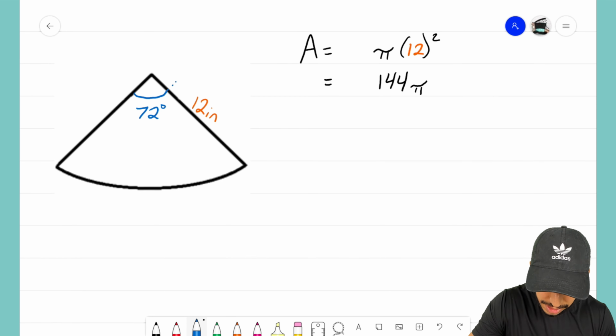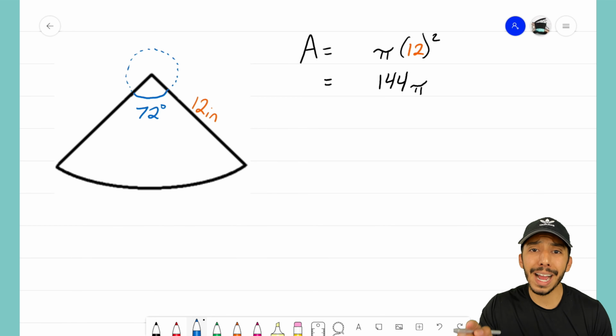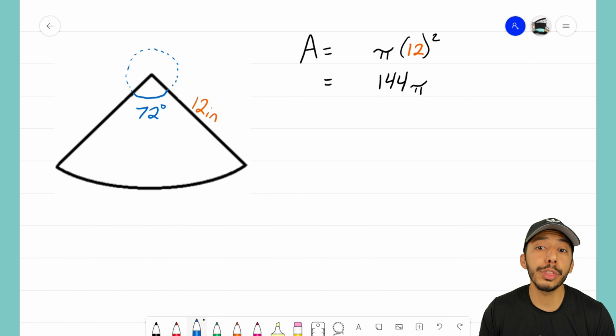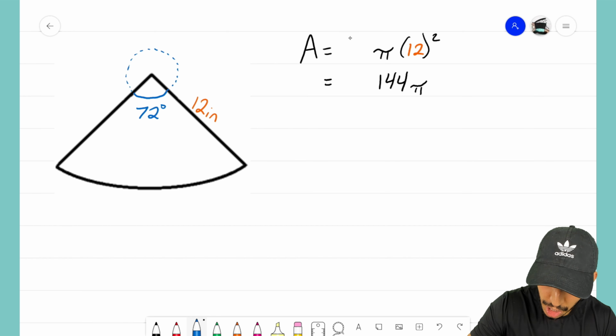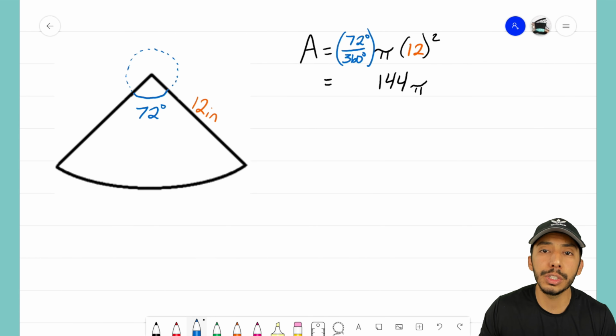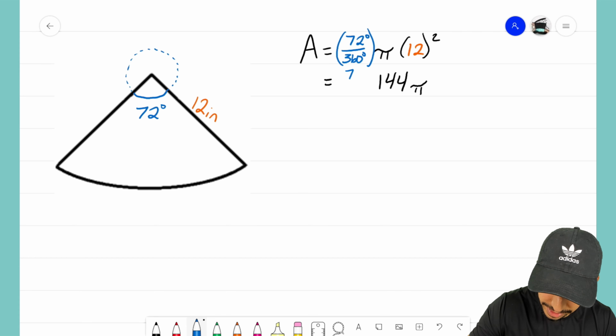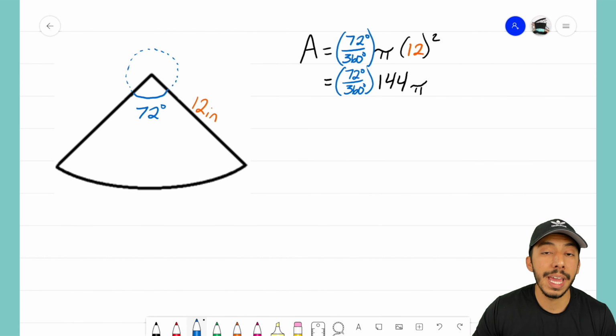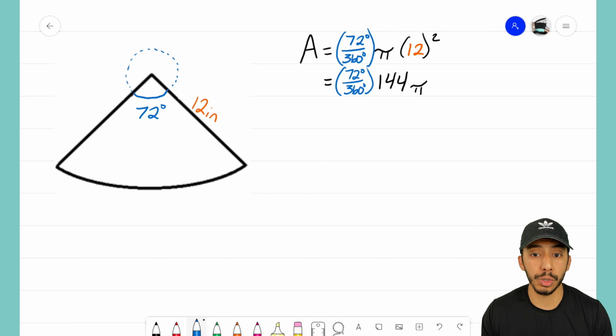Remember that a circle's degrees, right? If we were to fill this all the way in, that entire circle filled in would be 360 degrees. But I don't want all 360. I just want 72 degrees of the full 360. So I have to just adjust this formula real quick by showing that I only want 72 degrees out of the 360 degrees.